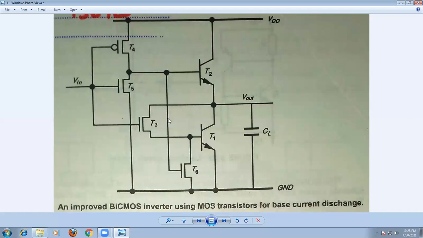Now just observe, the complexity is very high. For only one input, we have 6 transistors. If the number of inputs increases, that is, the number of variables in the Boolean function increases, the complexity of the BiCMOS technology increases again. Now how do we draw the circuit diagram for a NAND gate, a NOR gate, a 2 input NAND gate, a 3 input NAND gate, or any number of variables?